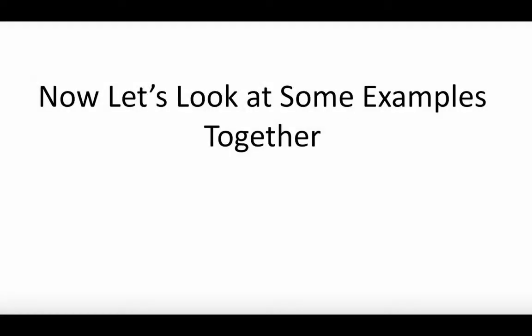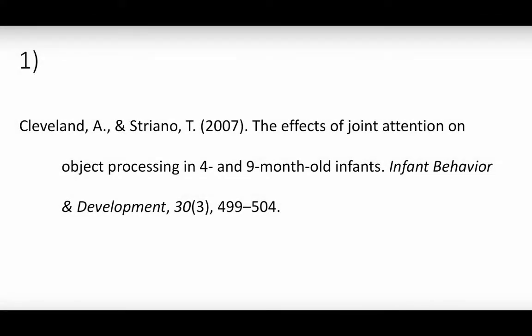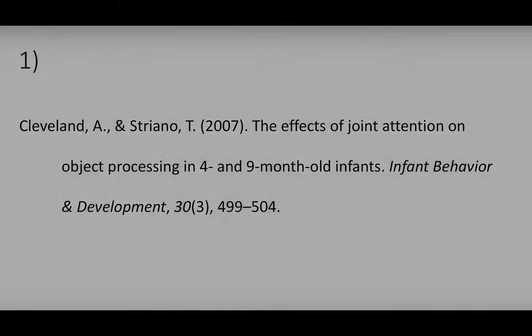Now let's look at some examples together. What do you think this one is? Well, we can see that the title is not italicized, but the name of the journal is italicized, and we see a volume number and an issue number along with the page numbers. So we can conclude that this is a journal article.